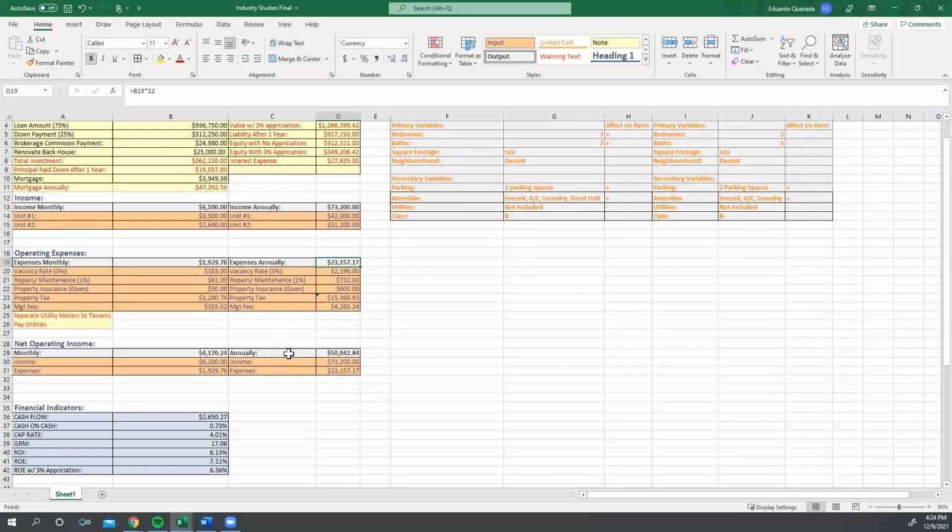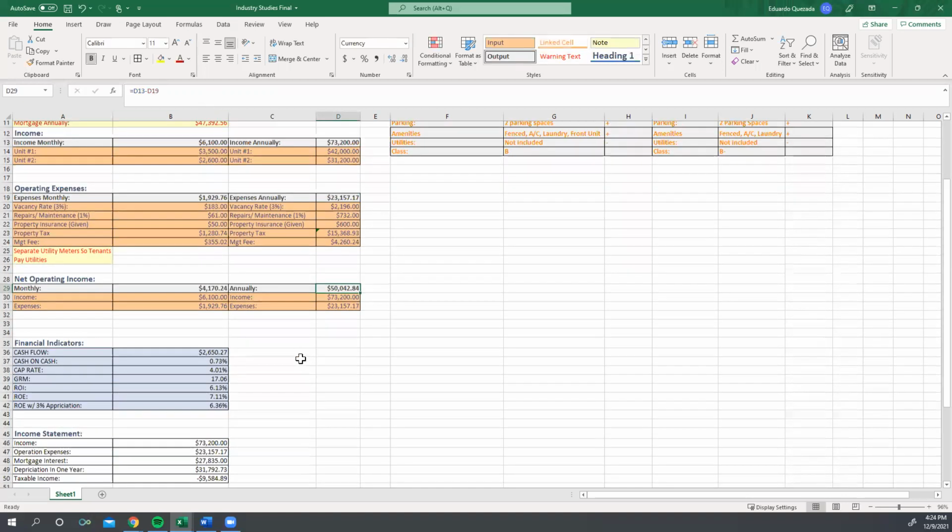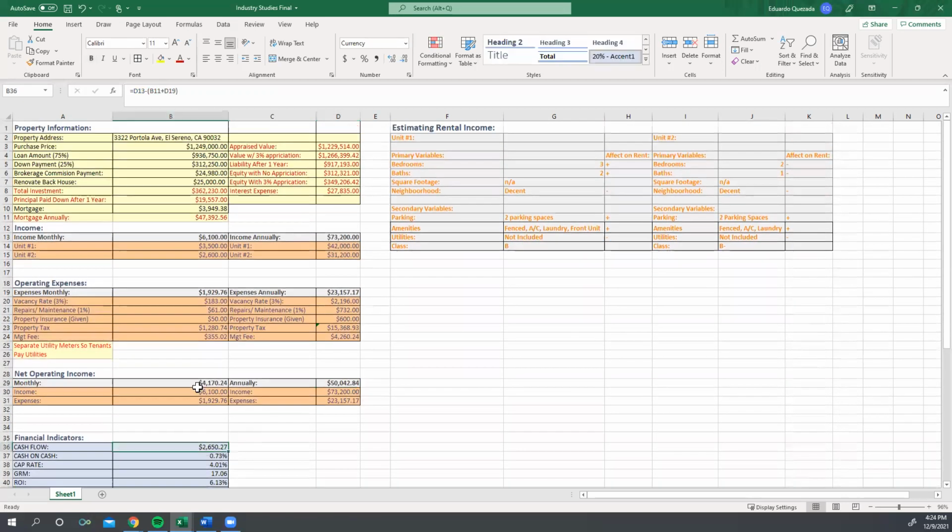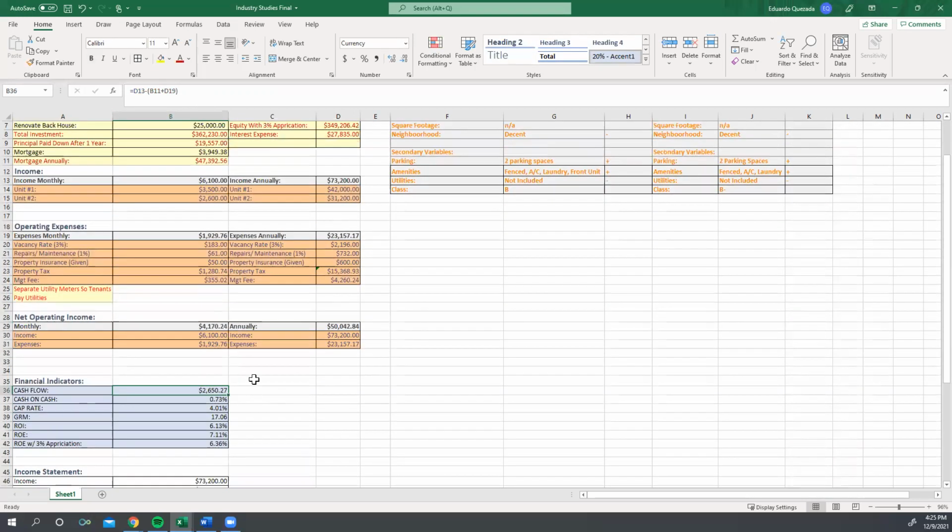Below that's going to be our net operating income. So that's just going to be taking our income and subtracting the expenses, so you don't take into consideration the mortgage here. Or you do take the mortgage into consideration for cash flow. So that's going to be our income, and you're going to subtract both the expenses annually and the mortgage. So that value comes out to about $2,600.